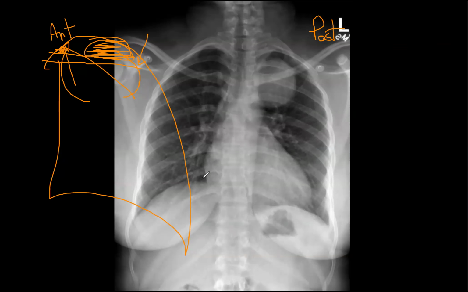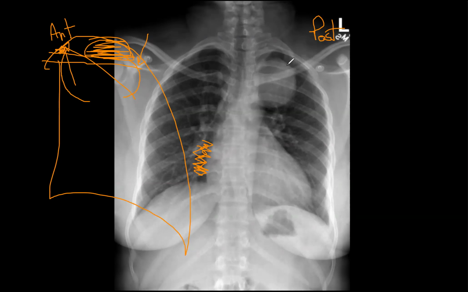What do you mean by silhouette sign? For example, if an opacity is present in the middle lobe, what will it cause in the right cardiac border? By definition, silhouette means hidden border. I can't see the border. This is called silhouette. So a positive silhouette means I can't see the border.